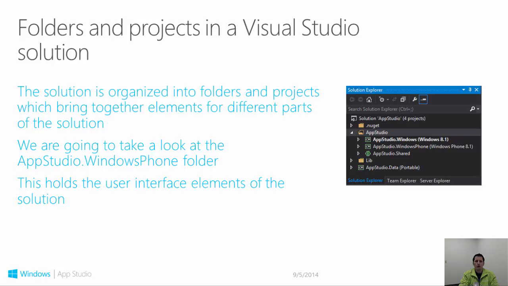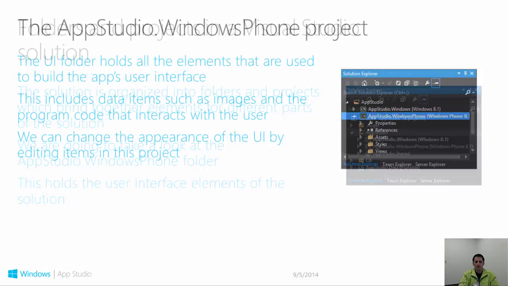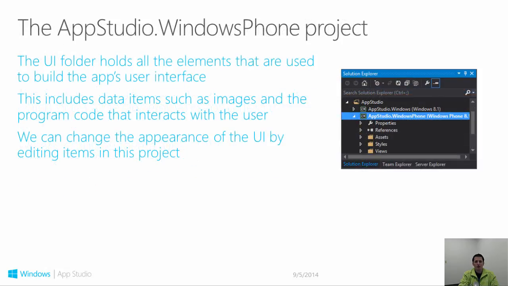If you choose to only generate a Windows Phone 8 app, you will only find a single AppStudio.UI project instead. We'll focus on Windows Phone 8.1 apps, and we will primarily be concerned with the AppStudio.Windows Phone project. This project contains the user interface elements of the solution. In the project, you will find icons, images, and screenshots that are used to build your app's UI. You will also find all of the sections and pages you built in App Studio.